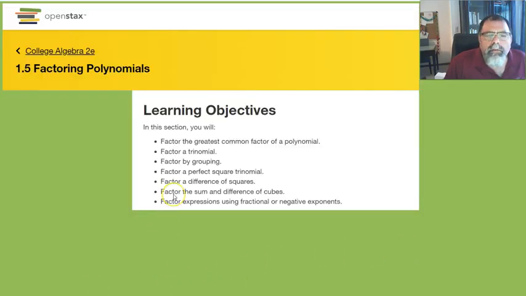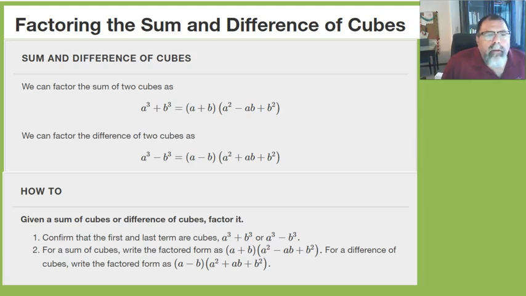All right, on to the next learning objective. Factor the sum and difference of cubes. We can factor the sum of two cubes. So we've got a cubed plus b cubed. You can factor it as the product of a plus b and a squared minus ab plus b squared.